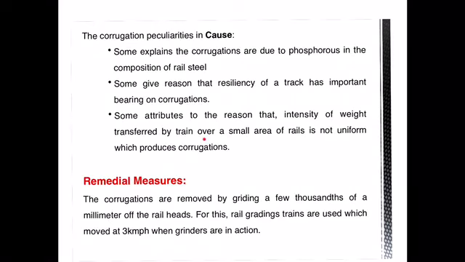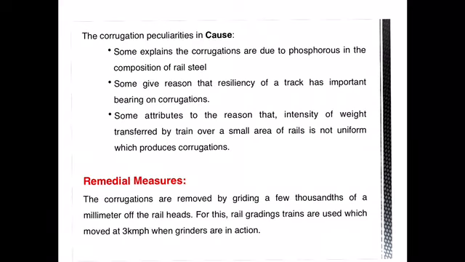And some attribute it to the intensity of weight being transferred over a small area of rails, which will not be uniform, and that may form the corrugation. So there is no particular cause. We don't know exactly what is causing the corrugations, but each researcher has explained the cause of the corrugation in a different manner.